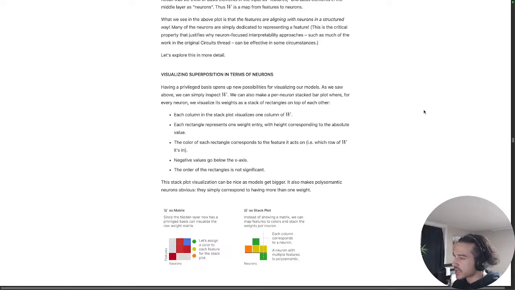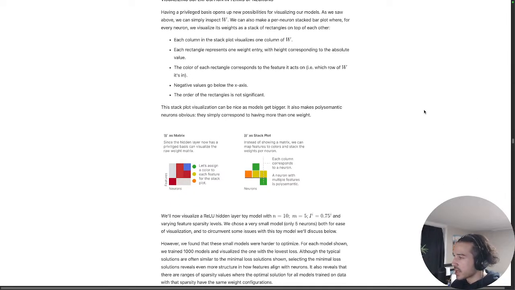The color of each rectangle corresponds to the feature it acts on, i.e., which row of W it's in. Negative values go below the x-axis. The order of the rectangles is not significant. This stack plot visualization can be nice as models get bigger. It also makes polysemantic neurons obvious. They simply correspond to having more than one weight.